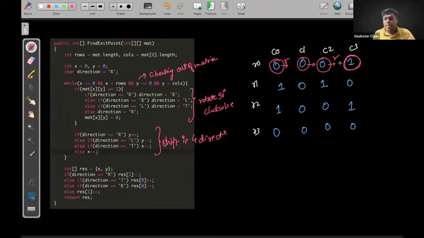First, this cell is 1, so make it 0, so that next time when we encounter the same cell, it will be 0. Then check the direction. The current direction is right. So make it bottom.